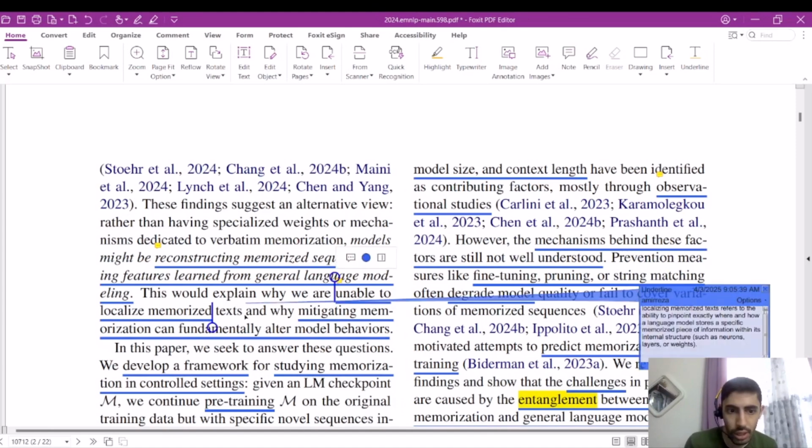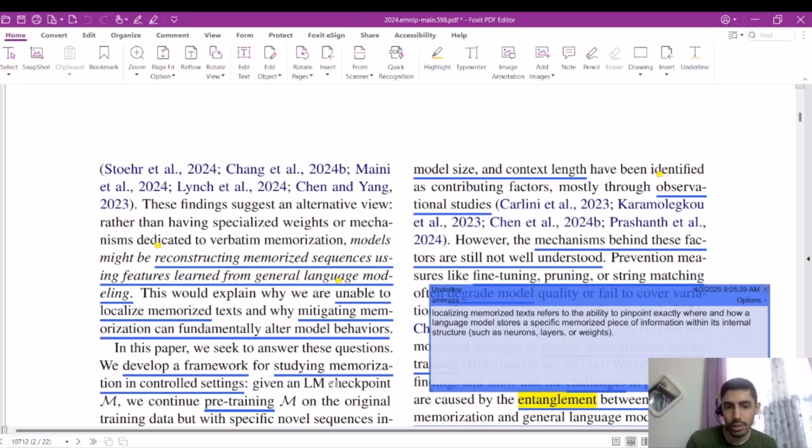This would explain why we are unable to localize memorized text. Let me make the comments a little bigger so we can see them properly. So I made the comments a little bigger so we could read them better.